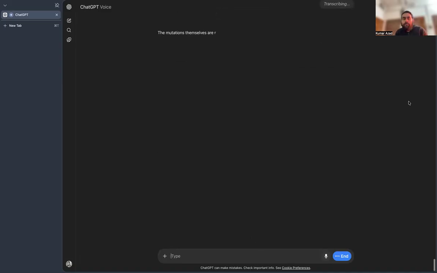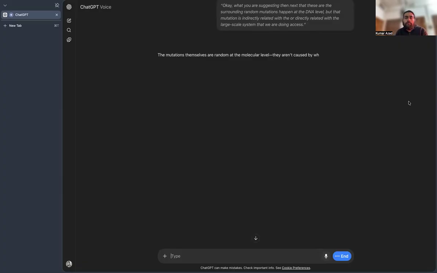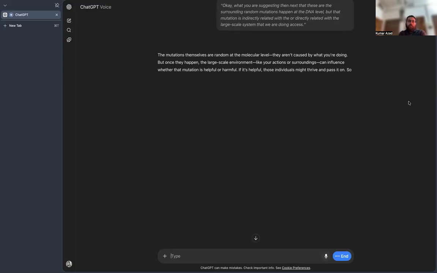The mutations themselves are random at the molecular level. They aren't caused by what you're doing. But once they happen, the large scale environment, like your actions or surroundings, can influence whether that mutation is helpful or harmful. If it's helpful, those individuals might thrive and pass it on. So, your actions don't create the mutation, but they can create conditions where certain mutations are more likely to succeed. That's natural selection at work.